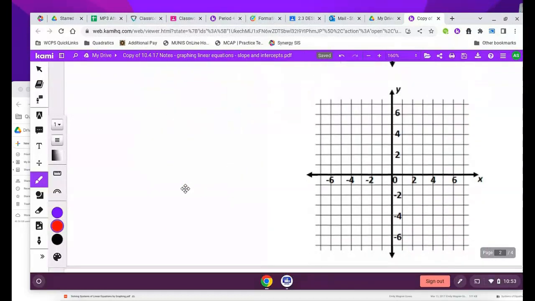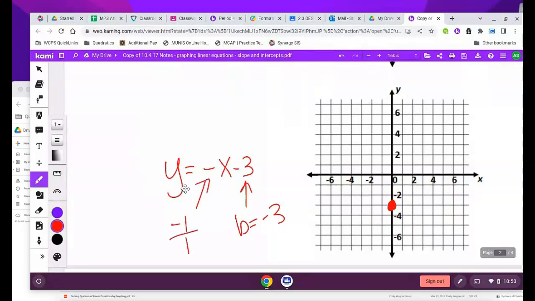And the last example, y equals negative x minus 3. So my y-intercept, my b value is negative 3. So I'm going to start here at negative 3. And then my m is negative 1 over 1. Technically, there's a 1 in front of that x, and it's negative.